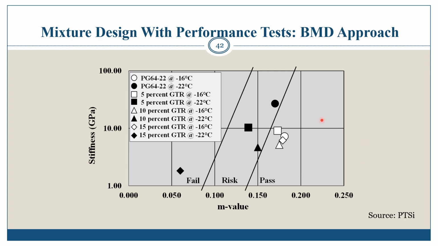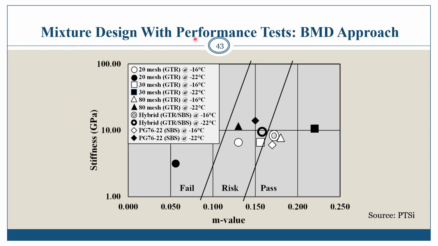You can see that all the materials were in the pass zone at the -16 degrees C test temperature on the BBR. But at the -22 degree test temperature, the 15% GTR was outside. It was in the fail area. That could be because, again, maybe there needs to be a little more adjustment on the mix to make room for the rubber in the asphalt mix.